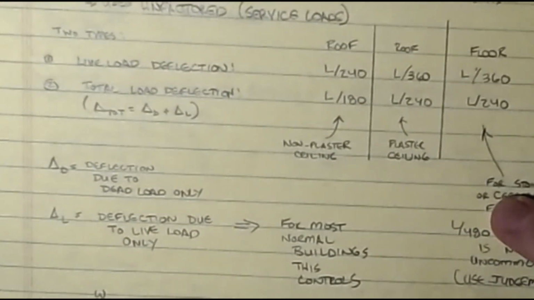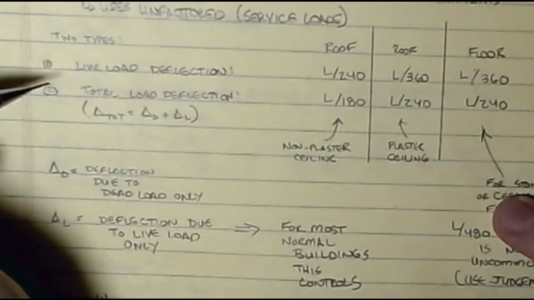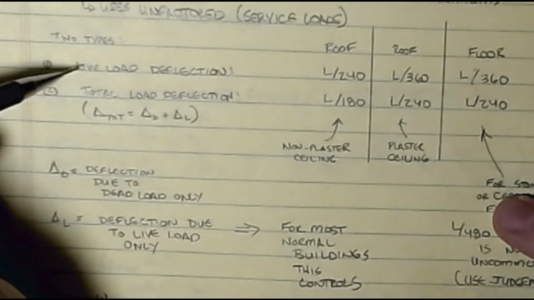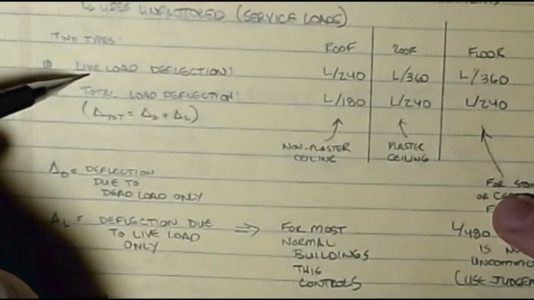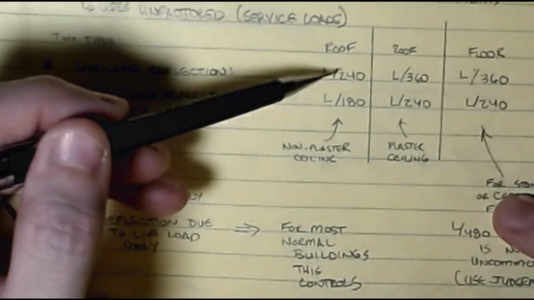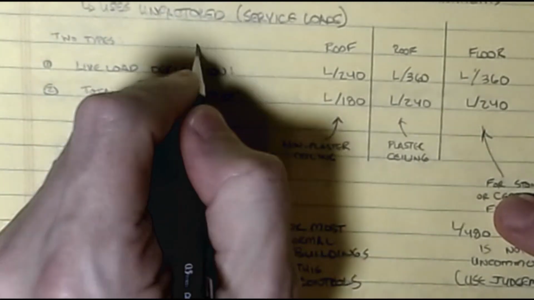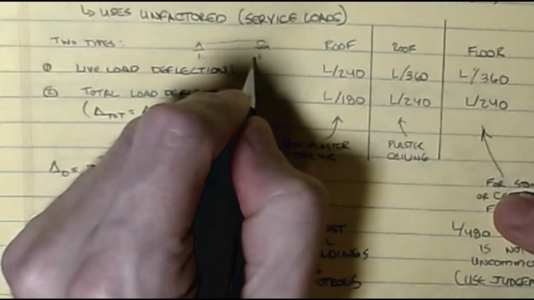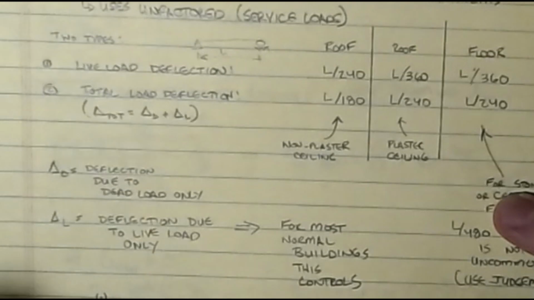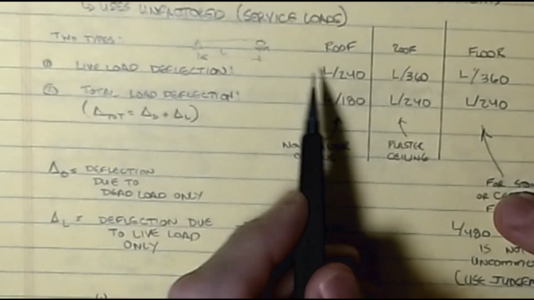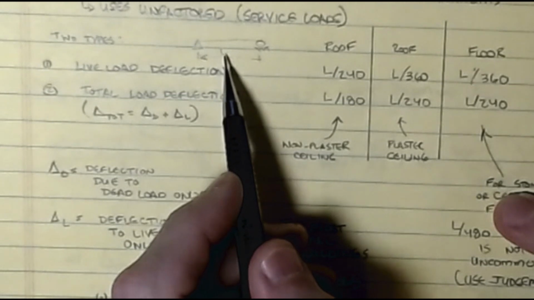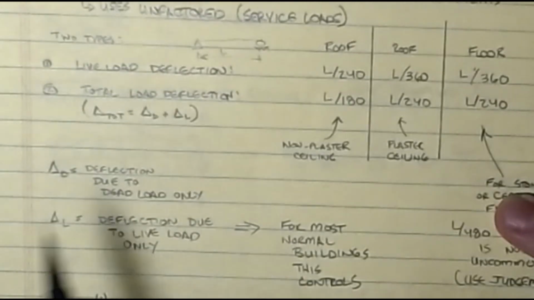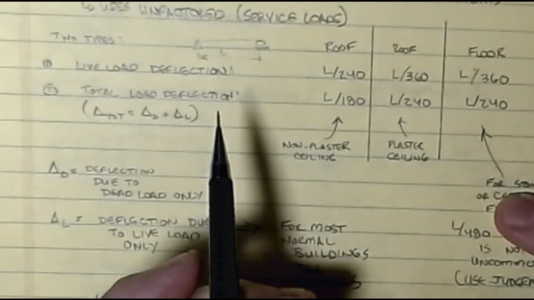Some of the more common criteria that many jurisdictions use are the live load deflection and the total load deflection. The live load deflection of a beam or a member in the roof is limited to L over 240, where L is the span. If this was my basic beam, L is that length, my span length. Now we have to watch this: L is supposed to be measured in inches, so if this is 20 feet, I need to multiply by 12 to come up with the limit for the roof deflection, and I'll show you that in an example in a second.